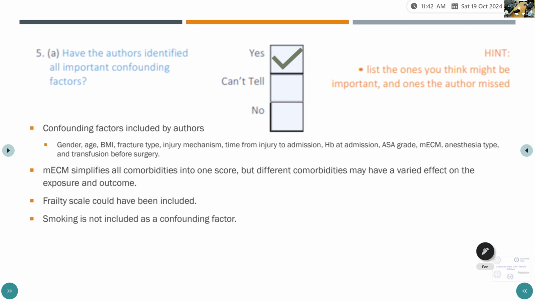They have not included the frailty scale. Actually, the peer reviewers asked the authors, why didn't you include the frailty scale? And the authors at that time justified saying that because we're using ASA grade and the Elixhauser score, that may be enough, that may account for the frailty of the patient as well. Some important confounding factor they did not include is smoking.